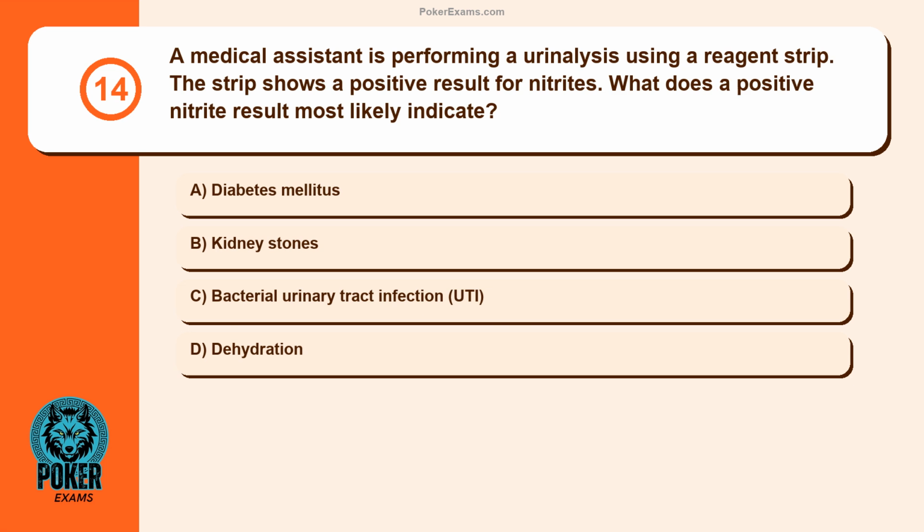Question 14. A medical assistant is performing a urinalysis using a reagent strip. The strip shows a positive result for nitrites. What does a positive nitrite result most likely indicate? Diabetes mellitus, kidney stones, bacterial urinary tract infection, UTI, dehydration.